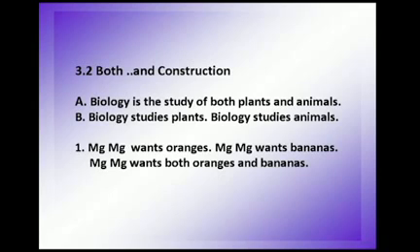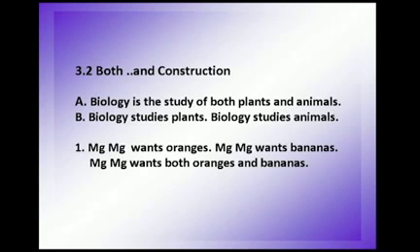Well, let's study the example. The given sentence is, biology studies plants. Biology studies animals. We can rewrite these two sentences by using the "both and" construction. In these sentences, the different parts are plants and animals. So, the complete answer is, biology is the study of both plants and animals.